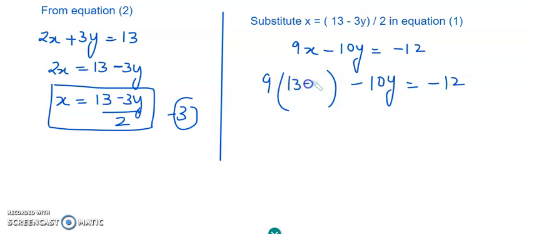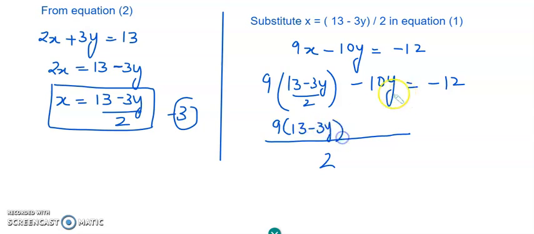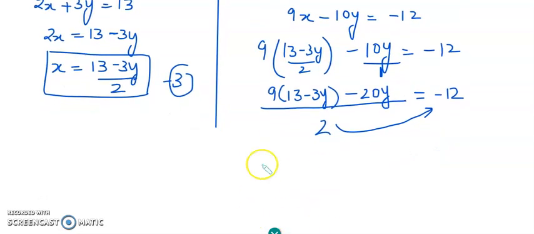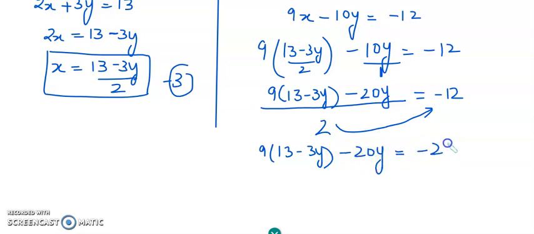So this will become 13 minus 3y divided by 2. Now the 2 is not going to be cancelled because it's 9 and 2. They will not go with each other. So I'm going to take a whole LCM as 2. So this becomes 9 times 13 minus 3y. Here the denominator is 1, so multiply by 2. So it becomes a negative 20y. That is equal to minus 12. So the 2 will go there, right? So the equation will change as 9 times 13 minus 3y minus 20y is equal to minus 24.